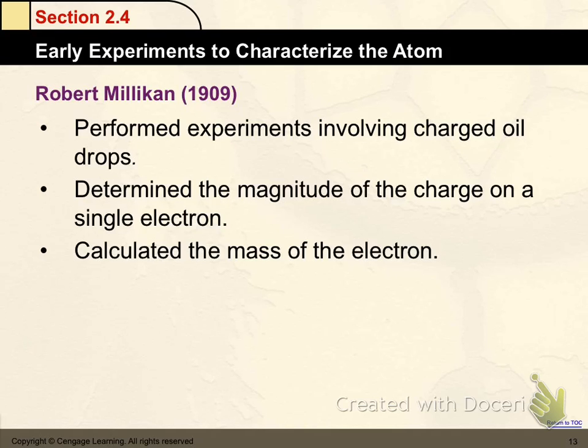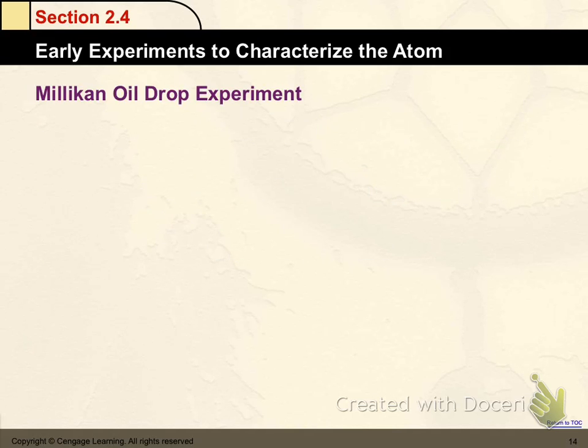So remember what I said before. Thomson had the ratio, the charge to mass ratio. He didn't have the exact charge. He didn't have the exact mass. And if we found either of those two, well, it would be easy to find the other one. Millikan, from his oil drop experiment, determined the magnitude of the charge on a single electron, and thus he's able to calculate the mass of the electron.